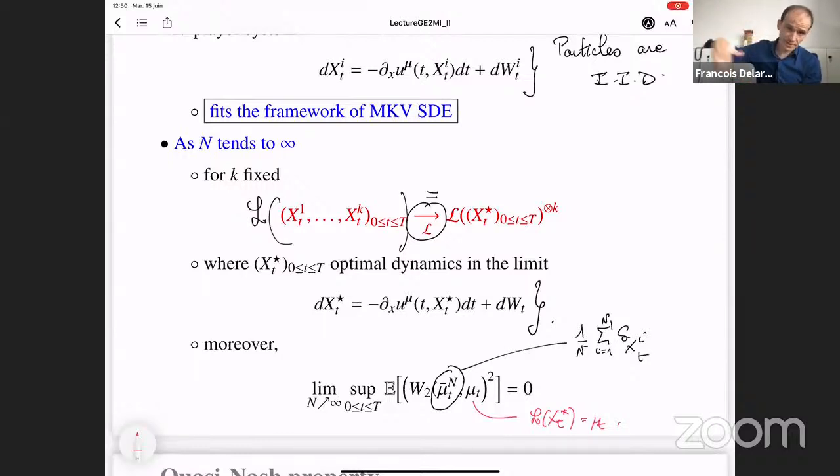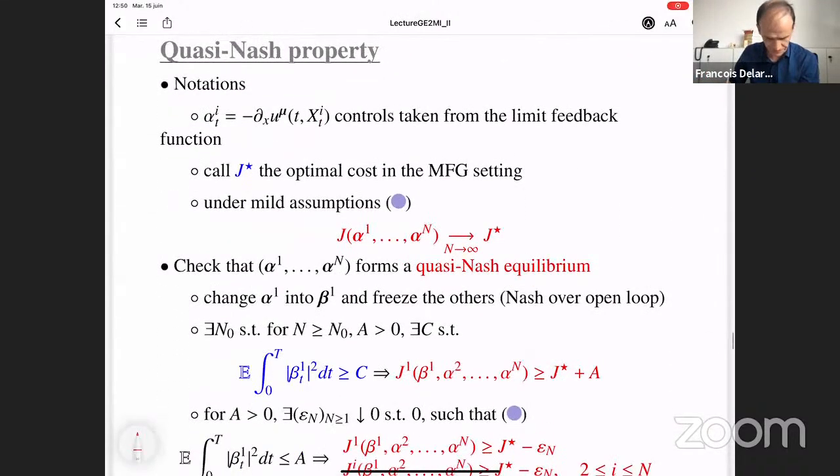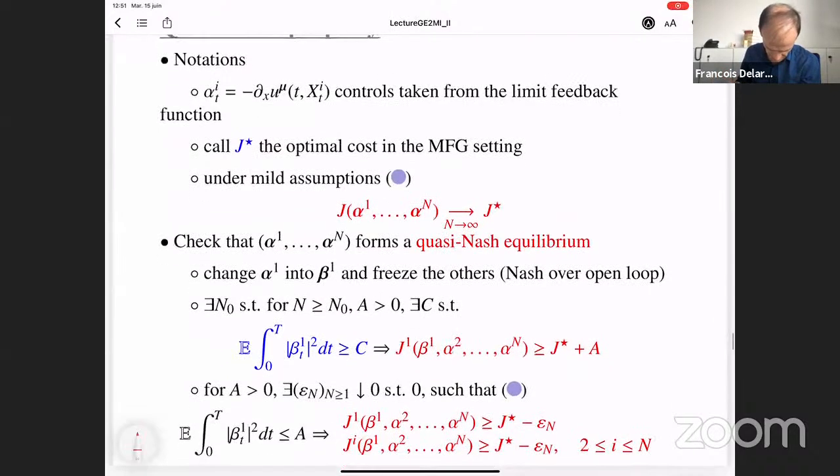So I know that the empirical measure, by the law of large numbers, is going to converge. Okay, you will say, and so what? What is the connection with the game? This could be your question. So what you can prove when you do so is that, in fact, this is the main result that you can find.